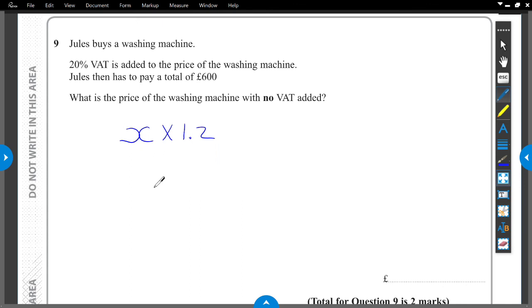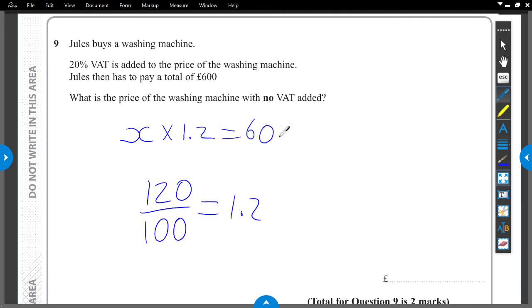To investigate why that is, 120%, that basically means 120 per 100. Per meaning divide, cent meaning 100. So if I wanted to convert this into a fraction, I could do like so. 120 divided by 100 is 1.2. So that's where we get the 1.2 from. And that gives me 600.